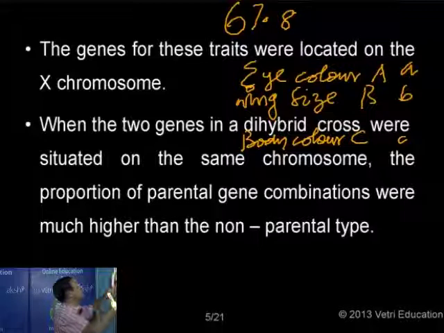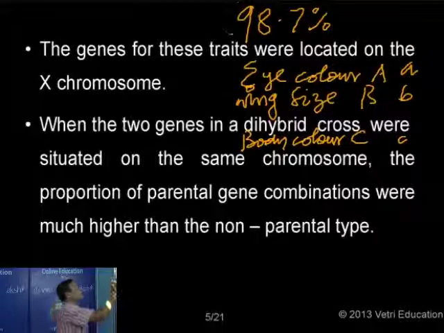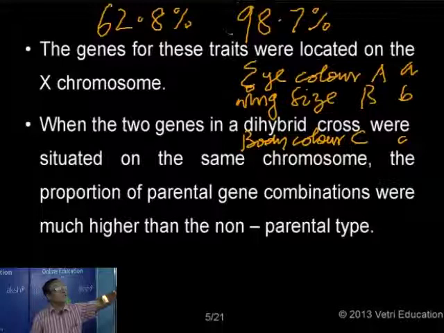In the first case we have received 98.7% parallel combination. The second case we have received just 62.8%. So in the first cross we have received more parallel combinations because the genes are located in the same chromosome. In the second cross we have received fewer parallel combinations.